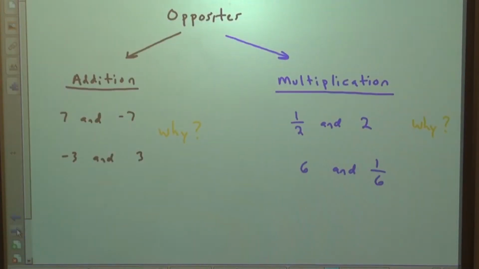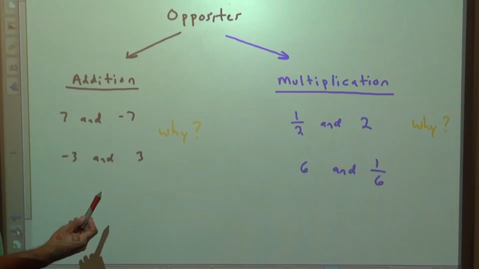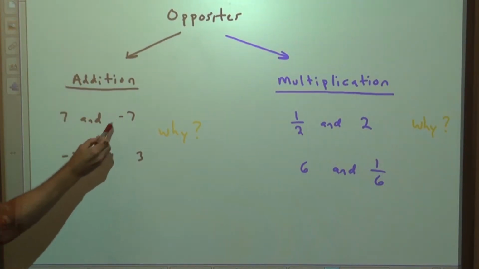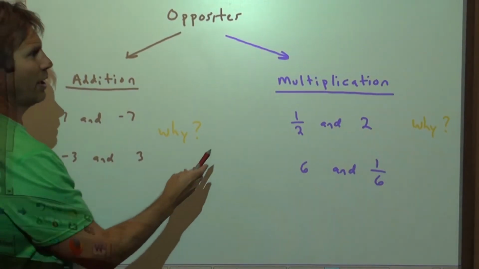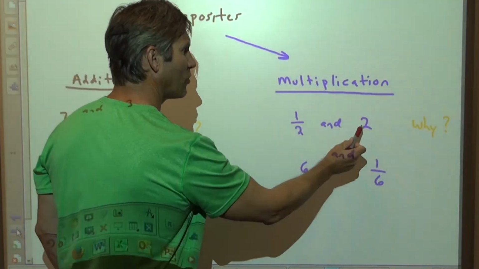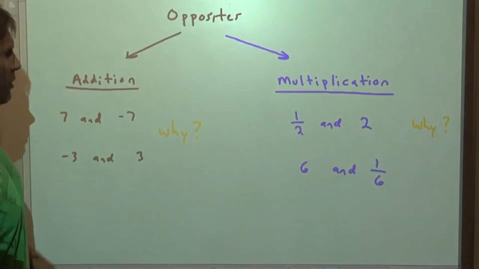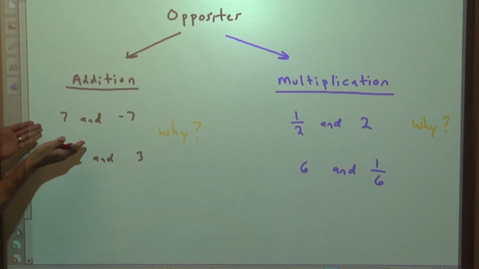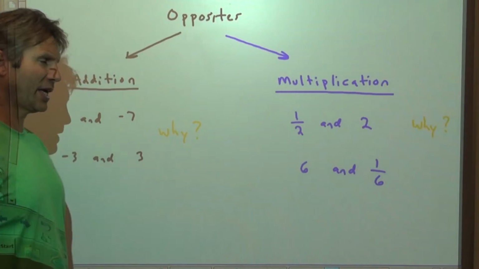Now check this out. Think of opposites. Under the operation of addition, 7 and negative 7 are opposites of each other, and negative 3 and 3 are opposites of each other. Under multiplication, 1/2 and 2 are opposites, not 1/2 and negative 1/2. So the question: why are these guys opposites under addition, and why are those guys opposites under multiplication?